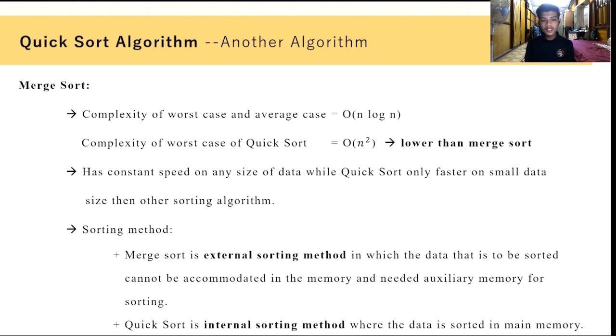For the sorting method, merge sort is an external sorting method, which is used when the data to be sorted cannot be accommodated in the memory and needs auxiliary memory for the sorting. While the quicksort is an internal sorting method, where the data is sorted in the main memory.